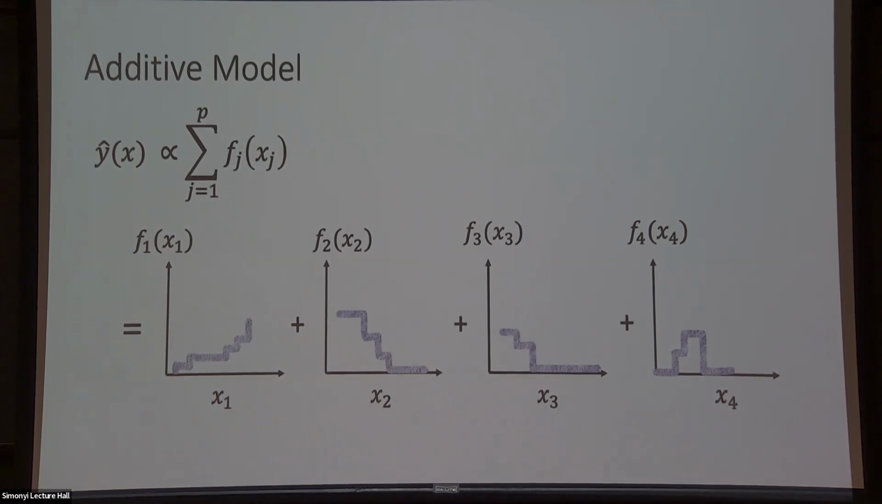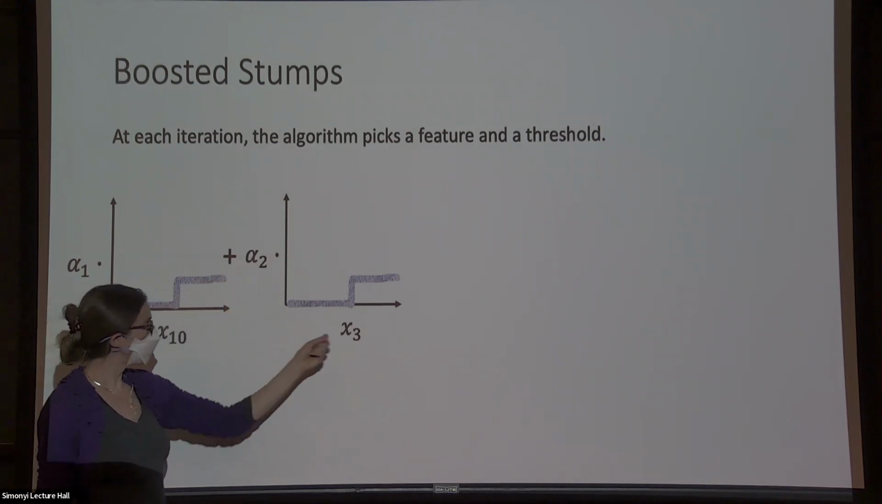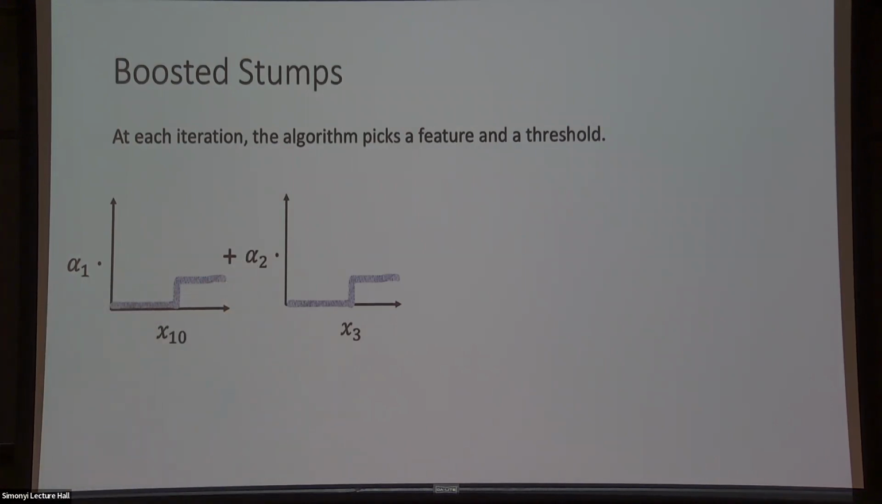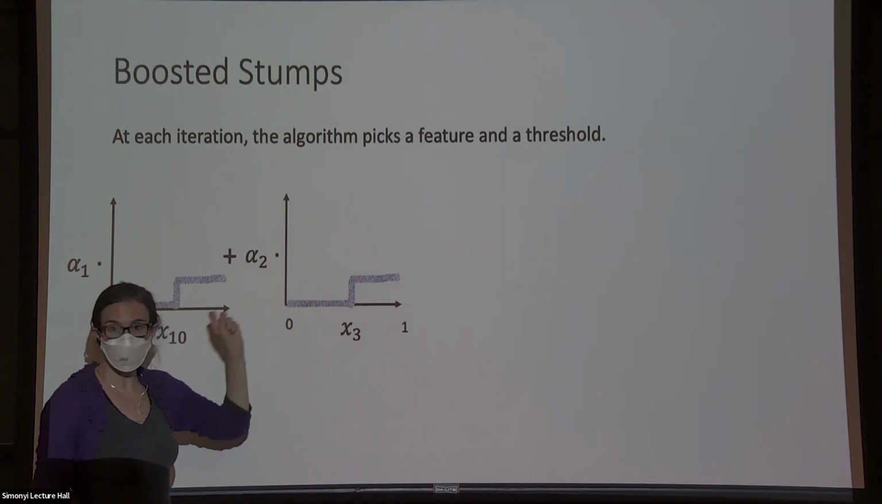I have to use my machine learning algorithm to figure out where all of those steps go and how tall they are. So I'm going to teach you boosted stumps, which is actually a simplified version of boosted decision trees. At each iteration, the algorithm is going to pick one of the features and a threshold. So it's going to pick one of those steps and create it, adding the steps one by one. This is feature 10, and it's going to create a step on feature 10 of height alpha 1. Then I would add to that a step of size alpha 2 on feature 3, and I'm going to keep going like that. By the way, this is actually a binary feature, so if the feature is 1, then I will add alpha 2 points. If the feature value is 0, I will add no points.